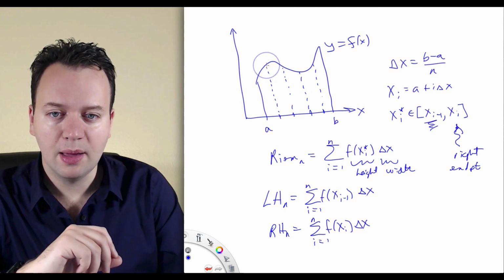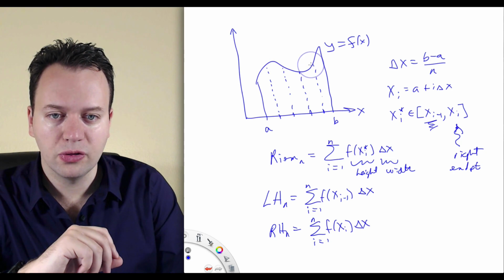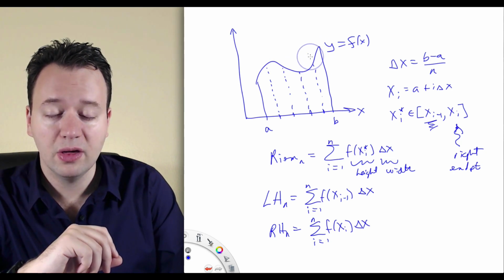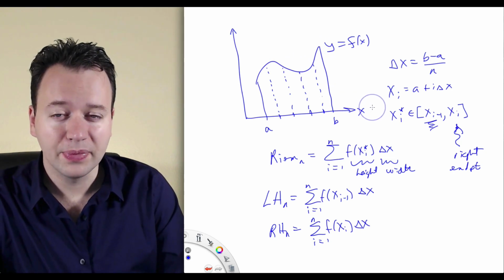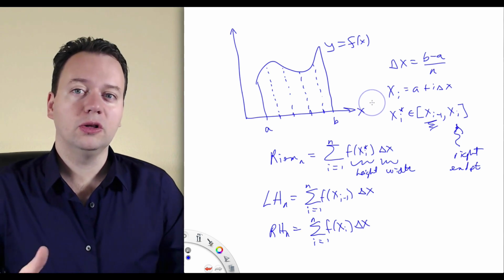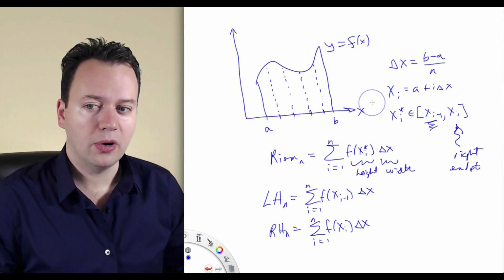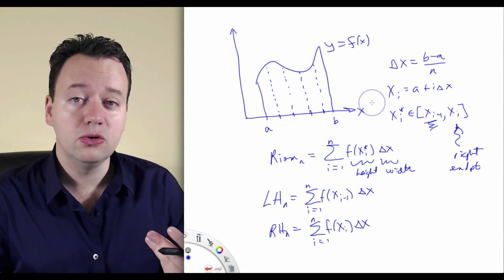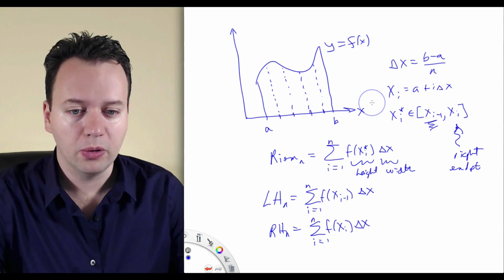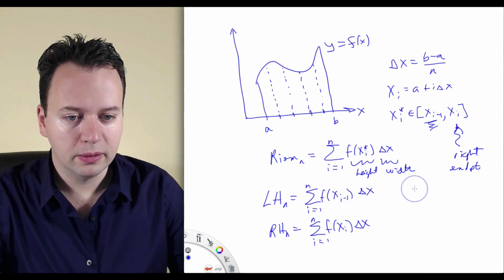If I use the right endpoints, so this one for the first, this one for the second, this one for the third, that one for the fourth, this one for the fifth, I get a right-hand Riemann sum. Next, we're going to look at two alternate ways for approximating the area. The first one is a new type of Riemann sum called the midpoint rule.